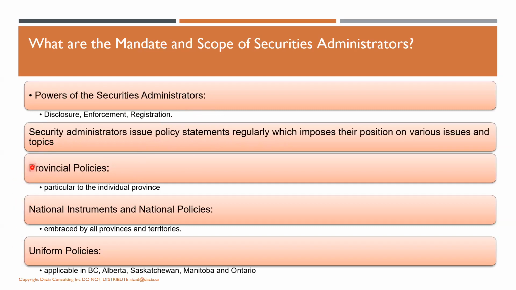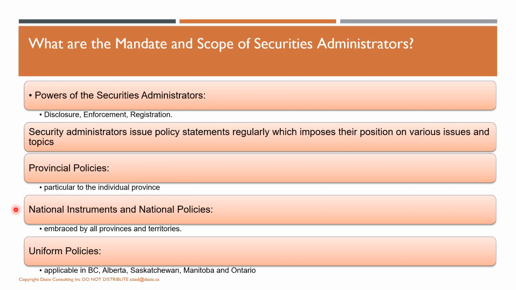The provincial policies are usually in one province. As you know, Quebec has different rules. Every province has its different rules. So the securities administrators are different in each province. Alberta has its own, Nova Scotia has its own. And so these are particular to the individual province.